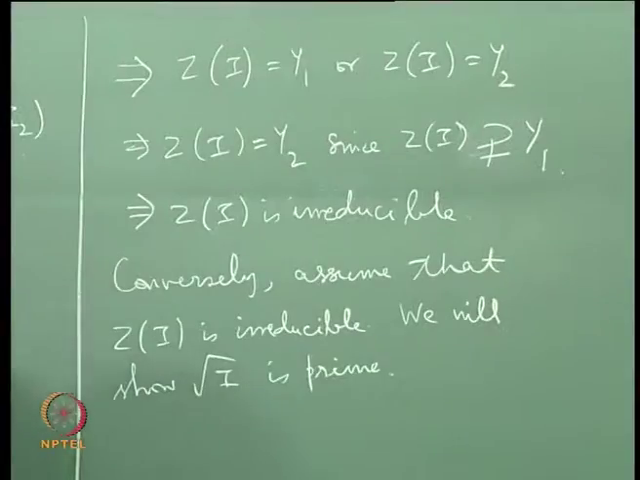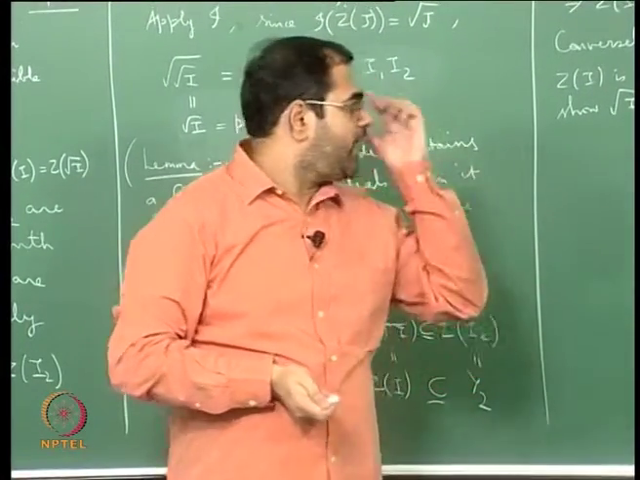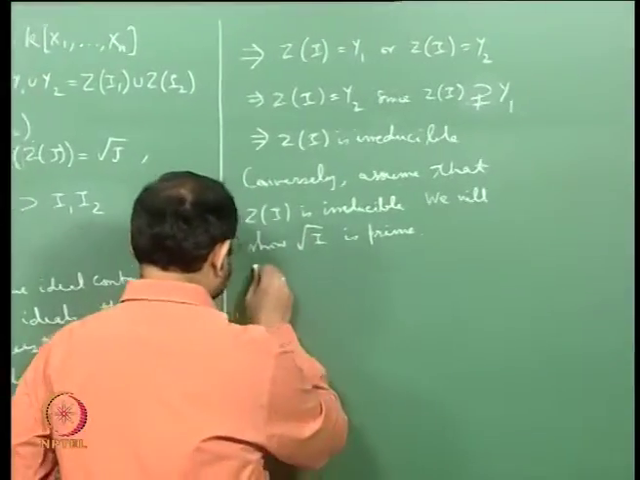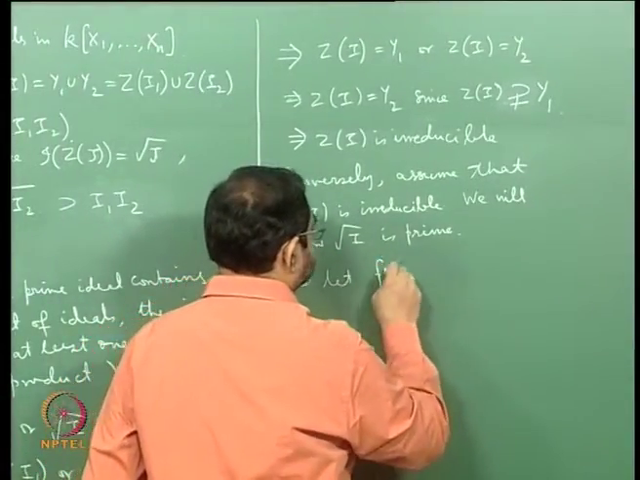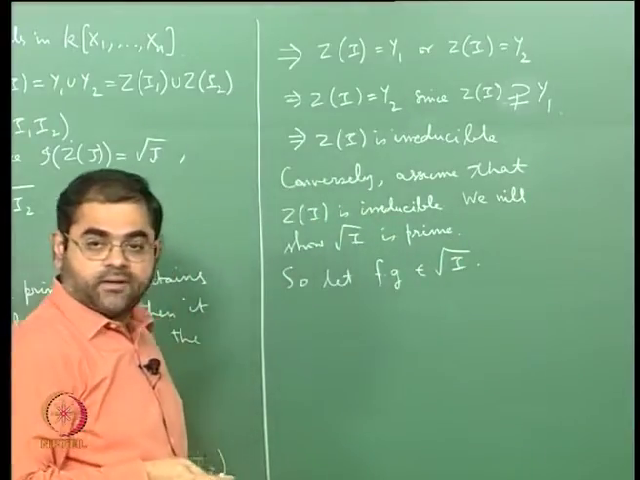So this is again a translation. You just have to check the condition for a prime ideal. How do you check an ideal is a prime ideal? You take a product of two elements of the ring belonging to the prime ideal and demonstrate that one of the two factors is in that ideal, okay. So let f times g belong to rad I, let the product be in rad I.